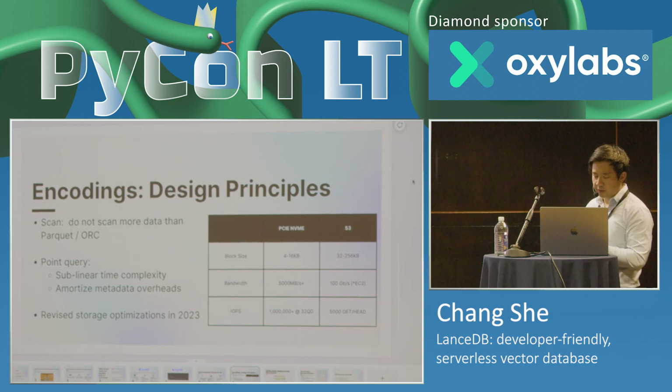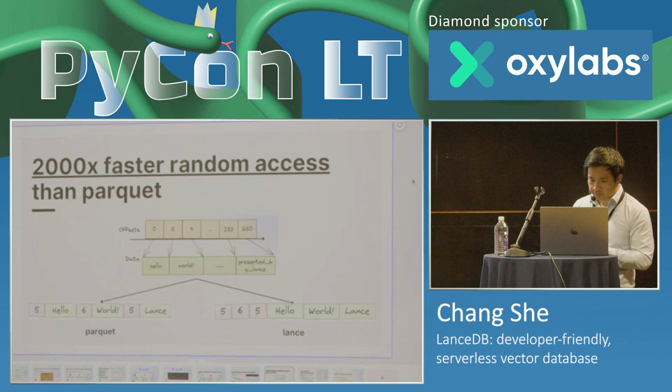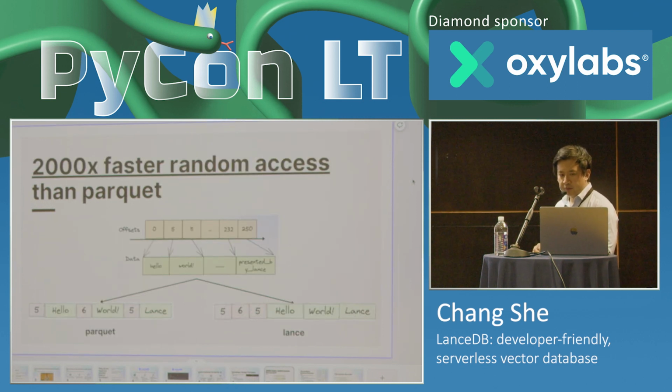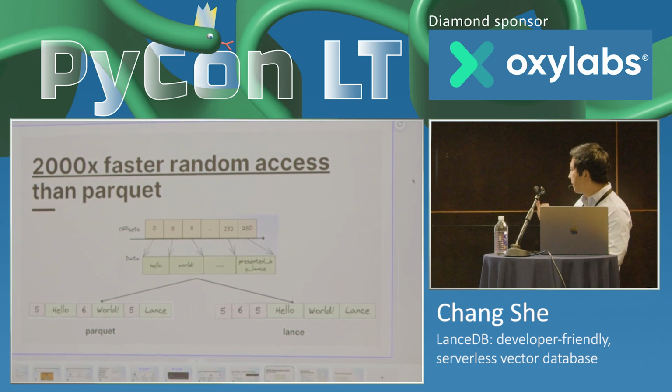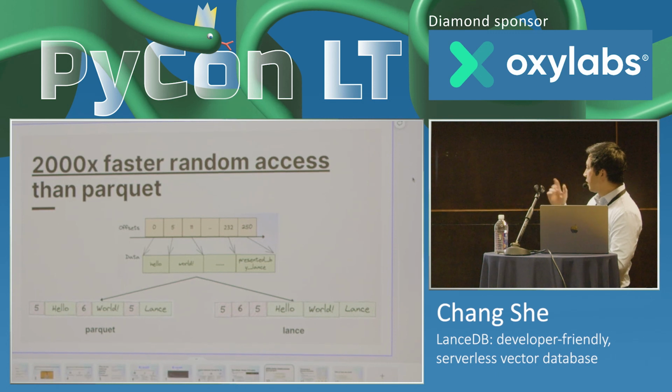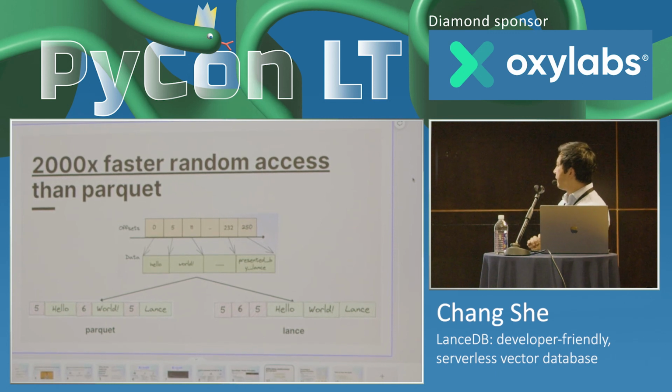The two that we have in mind are a local SSD, so your modern NVMe, and also object storage like S3. And how we're able to achieve really fast random access, you can see in our benchmark in the blog post that I've linked to. I think the slides will be available later.